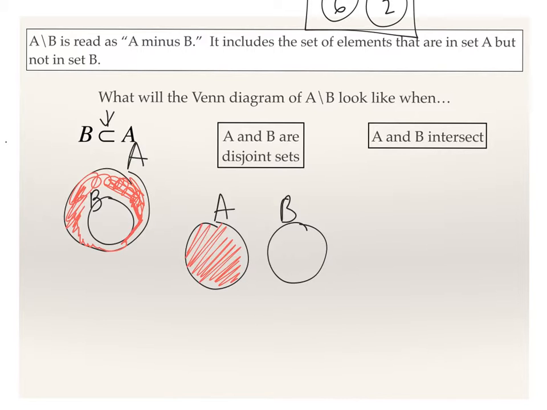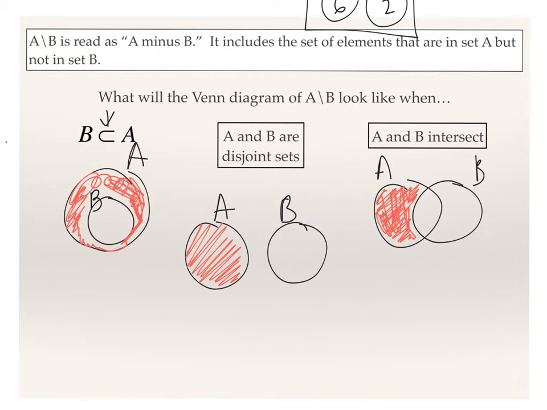Now the most common situation is A and B are intersecting. So if you have A and B like that, if I do A minus B, it's just going to be this part. Because it doesn't include this piece, because that piece is also B.